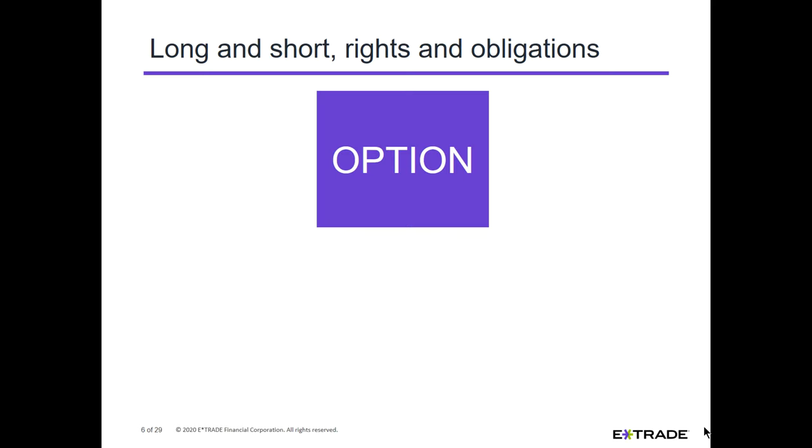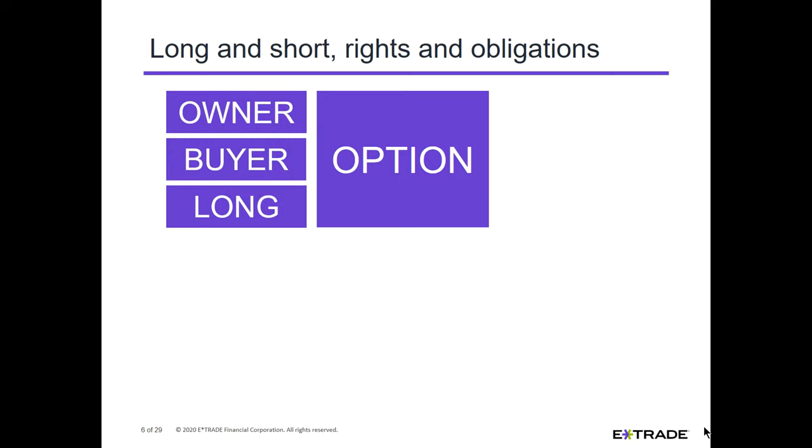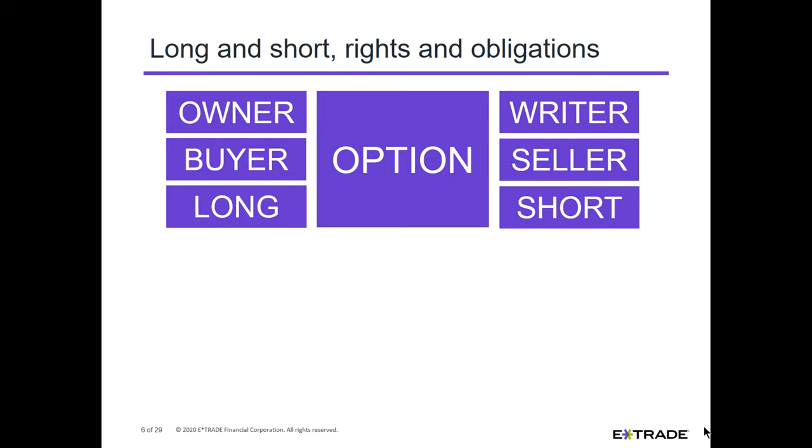So, an option, long and short, rights and obligations. On one side of an option is the person who buys it. That person owns the option and is said to be long the option. The other side of the option is the writer of the option. The person who sells an option that he doesn't own is writing it and is said to be short that option.